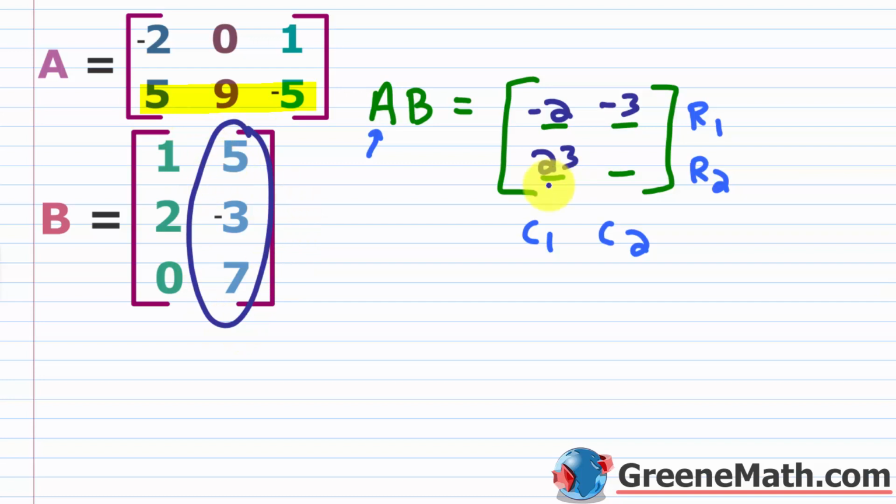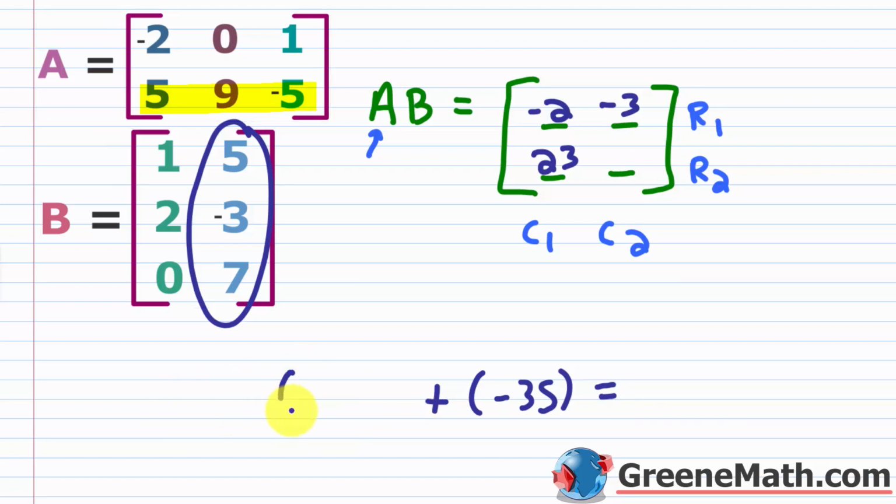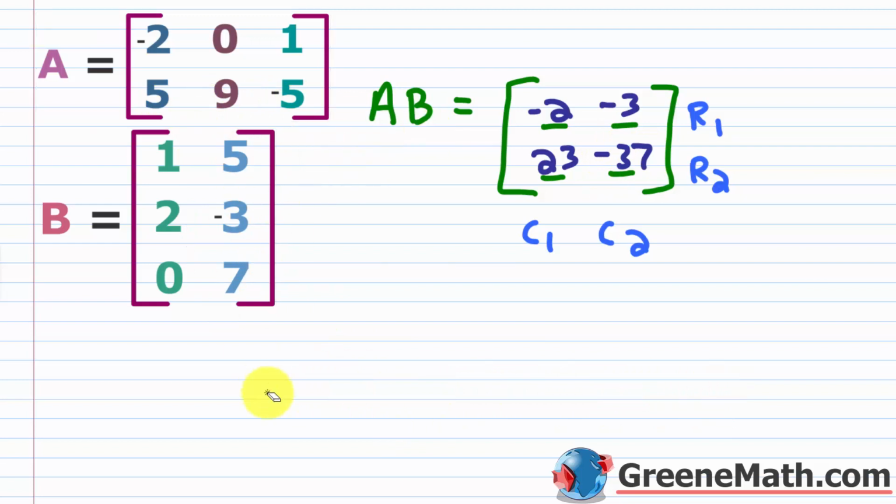And then lastly, what I want to do is this row times this column right here. 5 times 5 is 25, plus 9 times negative 3 is negative 27. And then plus, you've got negative 5 times 7, which is negative 35. So let's figure out what this is going to be. Well, I know that 25 plus negative 27 is going to be negative 2. So basically, I would have negative 2 plus negative 35, and that's going to be negative 37. Okay, so negative 37. So not that bad overall. We found that our entries here are negative 2, negative 3, 23, and negative 37.